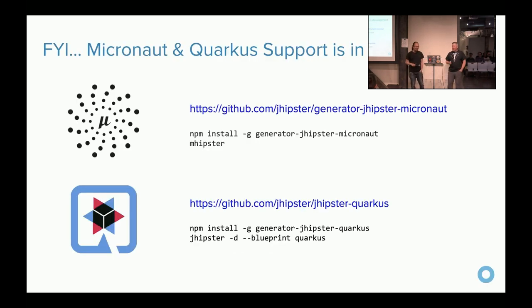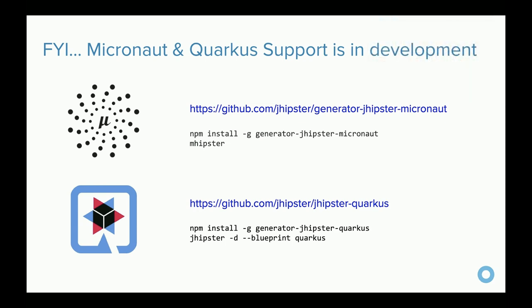I did some research today and discovered that there is work being done for both Micronaut and Quarkus as backends. If you are interested in that, you can check out those two projects on GitHub. I believe the Micronaut one is a little more full-fledged. The Quarkus one has instructions on how to clone it and npm link and all that, so it might not be as done, but people are working on those.